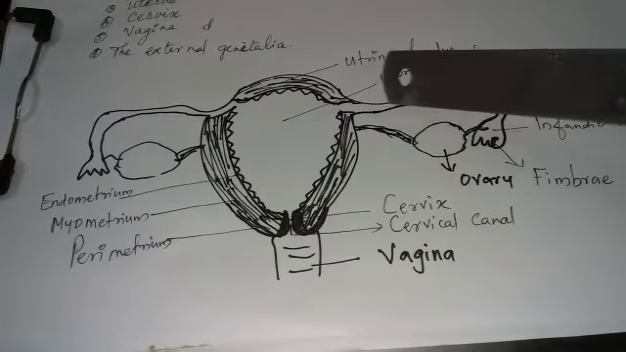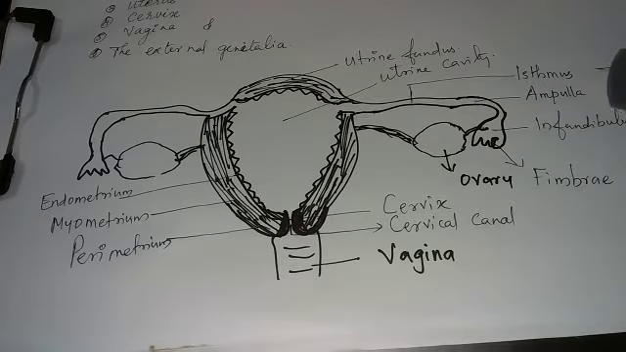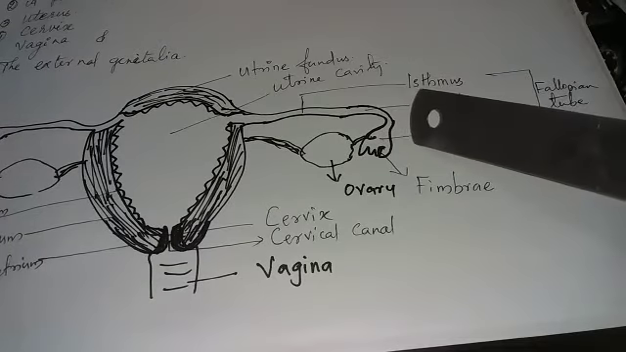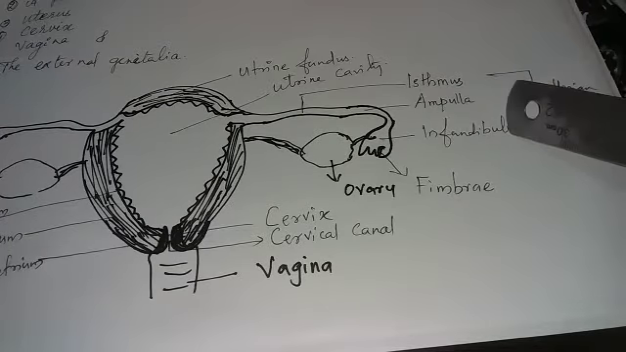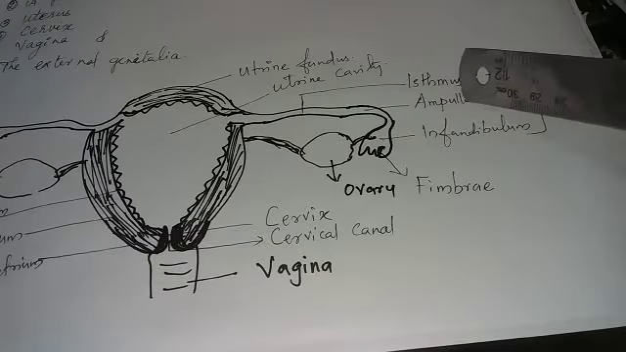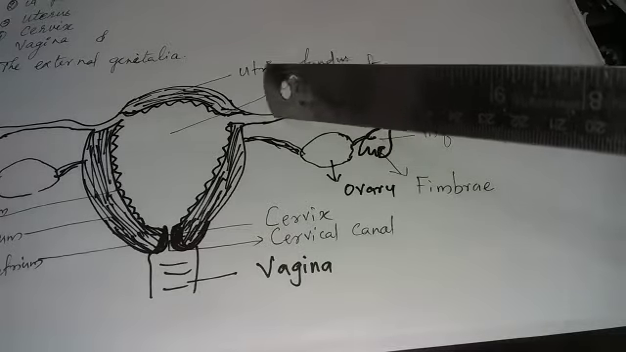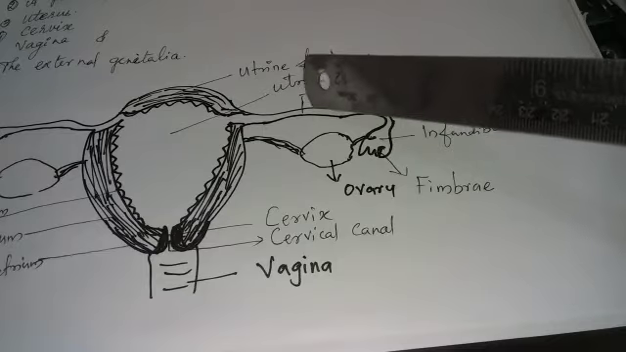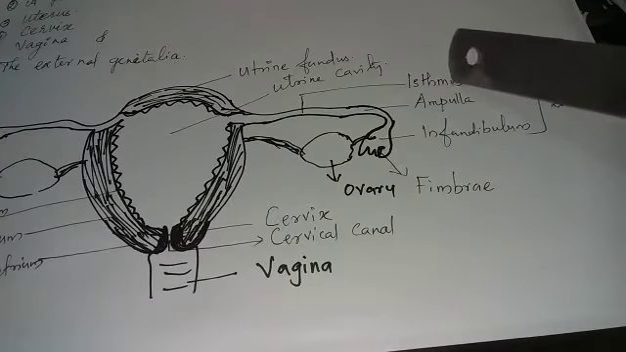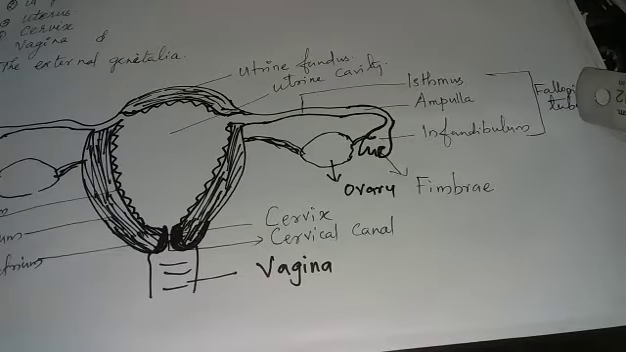And here you can see the fallopian tube or oviduct, which shows three different regions: a funnel shaped portion known as the infundibulum, a wider part known as the ampulla, and a narrow region towards the uterus, known as the isthmus. So the isthmus, ampulla and infundibulum together form the fallopian tube.